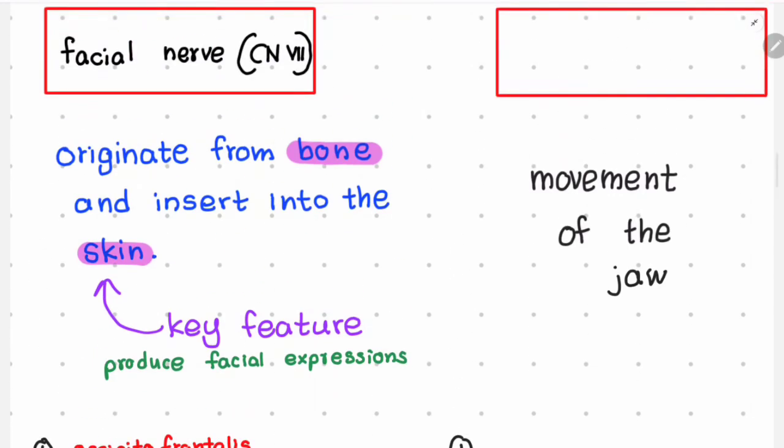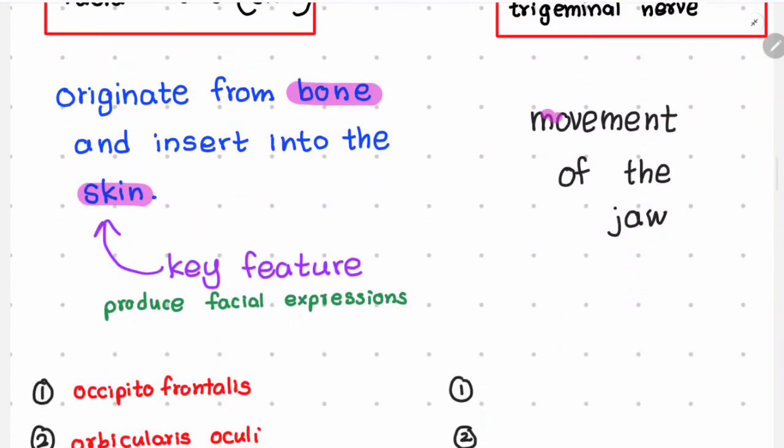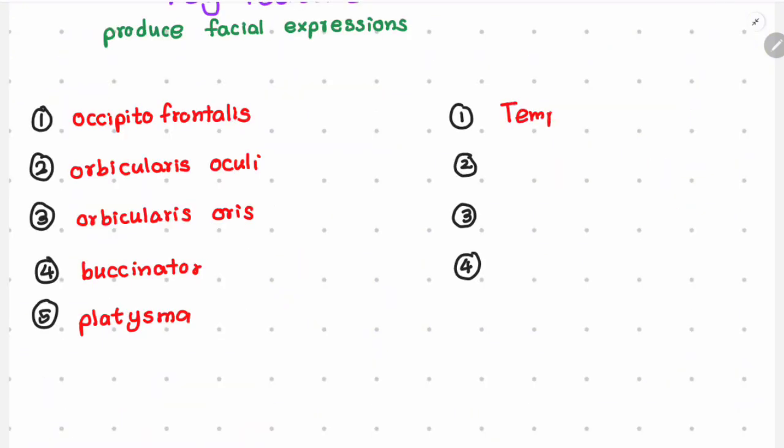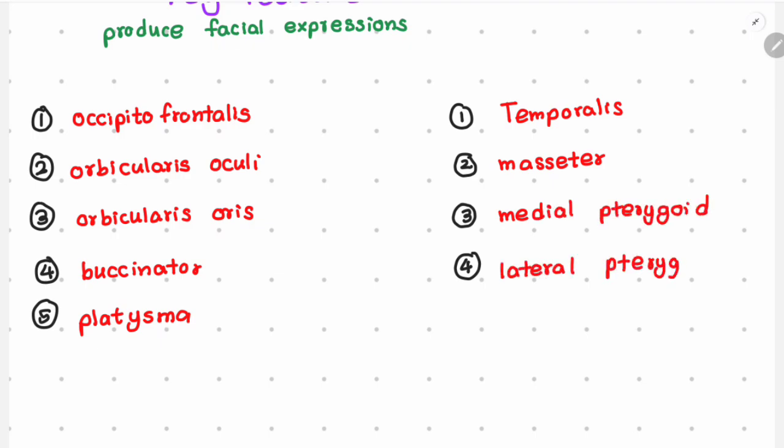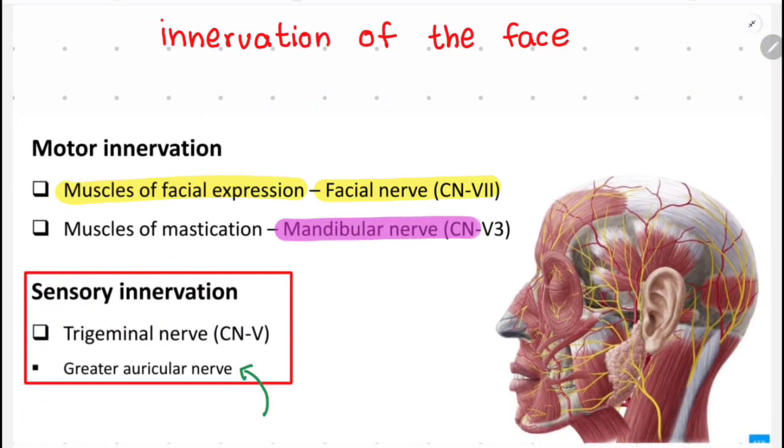Now, muscles of mastication. All the muscles of mastication are supplied by the mandibular division of the trigeminal nerve, which is cranial nerve 5. These muscles are responsible for movements of the jaw. They include temporalis, masseter, medial pterygoid, and the lateral pterygoid. As mentioned earlier, the muscles of facial expression are supplied by the facial nerve, while the muscles of mastication are supplied by the mandibular nerve.